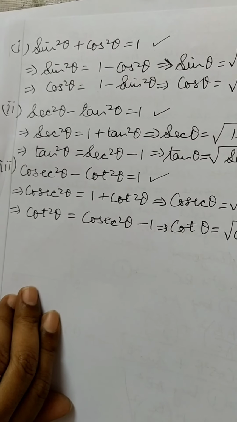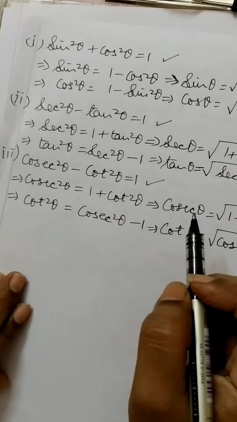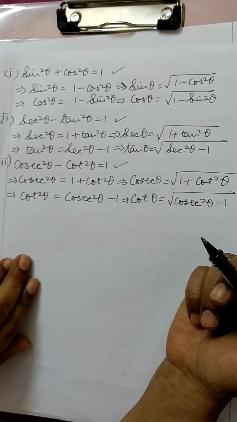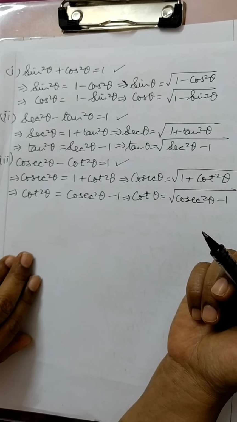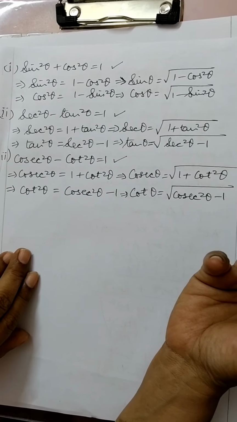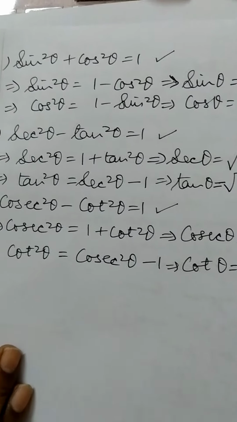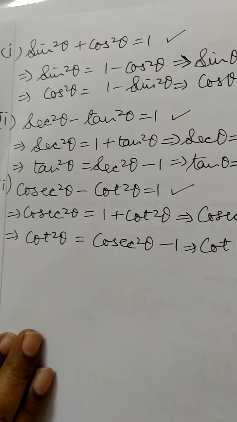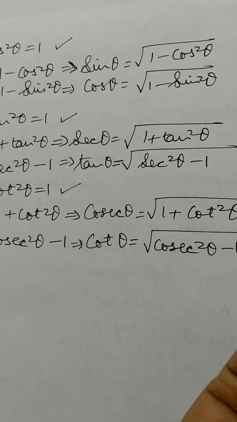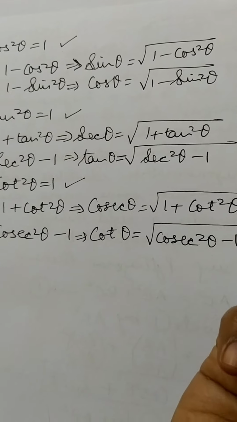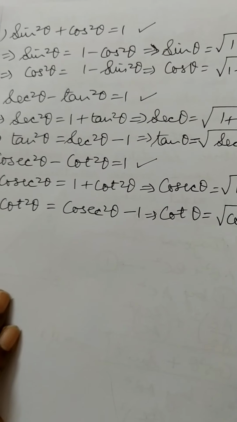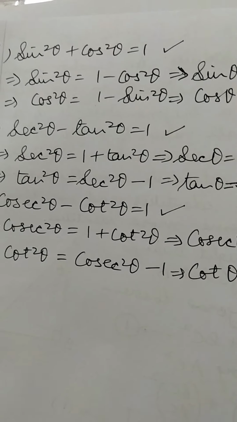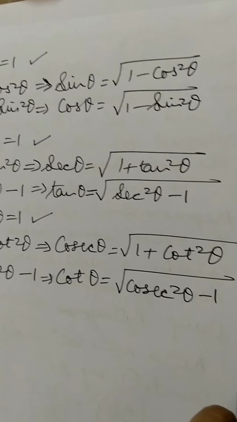So children, keep in mind these three fundamental identities; secondly, the algebraic identities which we did in class 9th; and third, the relations between trigonometric ratios, like tan theta is sin theta upon cos theta, cot theta is cos theta upon sin theta, sec theta and cos theta are reciprocals of each other. Similarly, cosec theta and sin theta are reciprocals of each other, and tan theta and cot theta are reciprocals of each other. So keeping in mind all these results, we start our exercise 8.3.